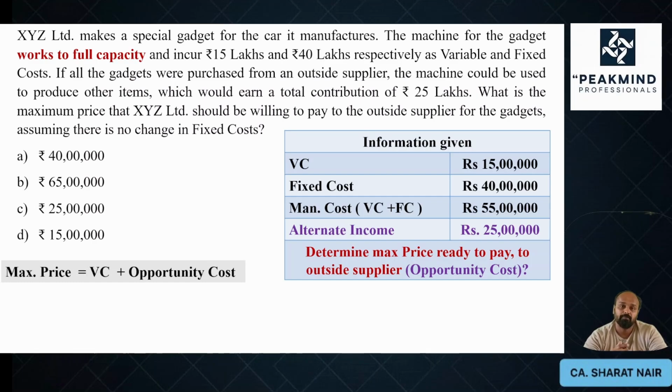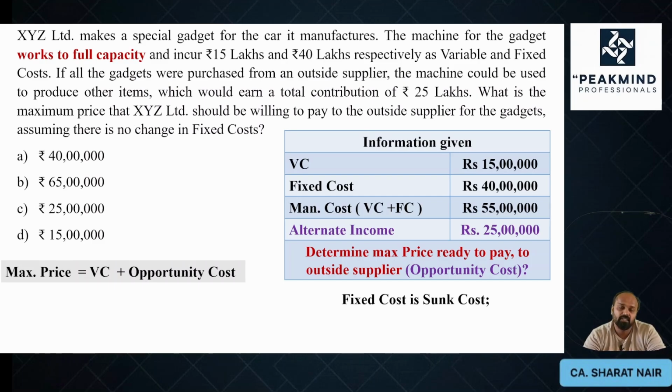Now, we know that if we apply the formula, we can find out maximum price, transfer price, or make maximum price which the company will be ready to pay is variable cost plus opportunity cost. Now, I will explain that in detail. Now, fixed cost here we will not consider. The reason is it is already incurred.